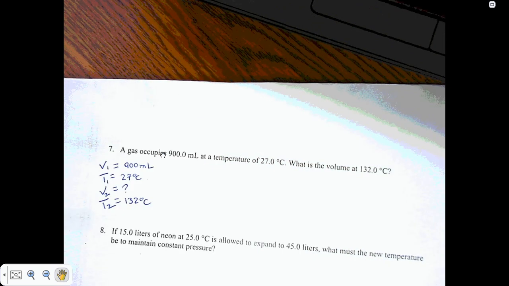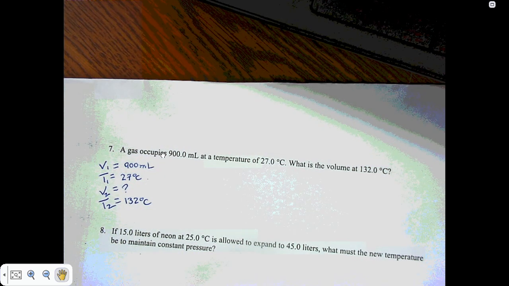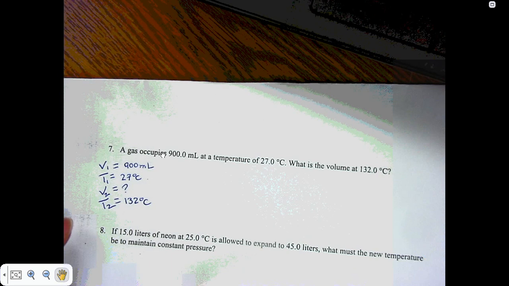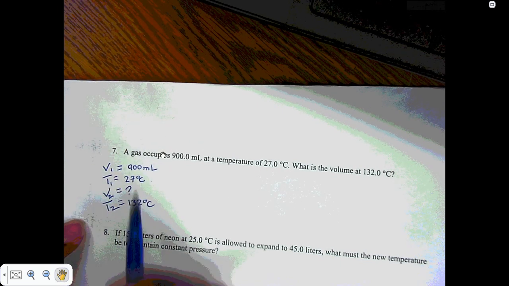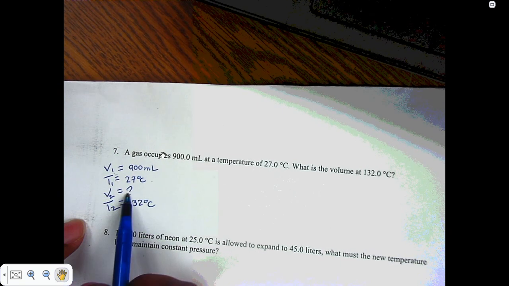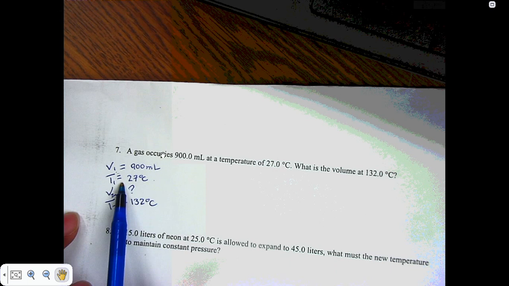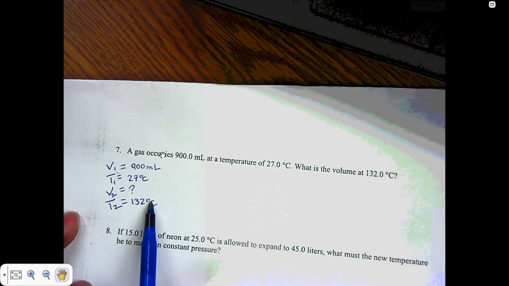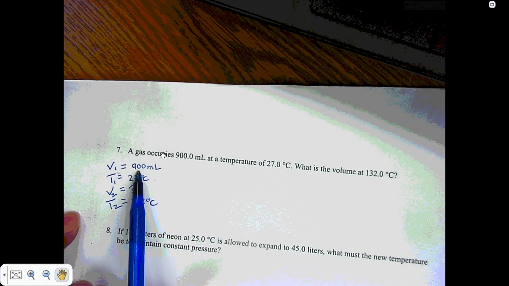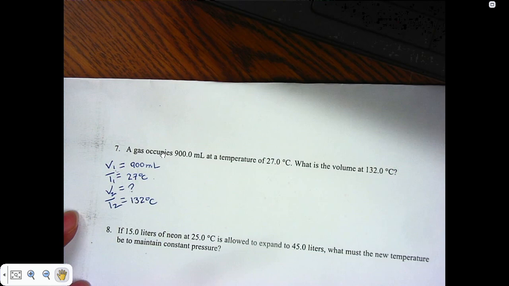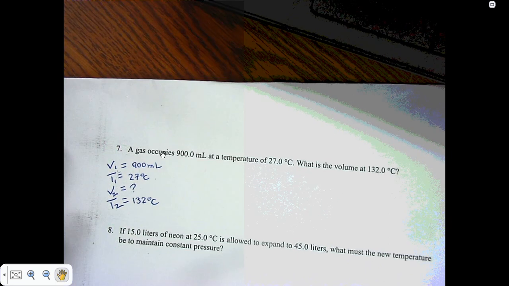And I want to take the time to point out a couple of things before we go forward with solving the problem. Because volume and temperature share a direct relationship as it relates to Charles' law, you should see an increase in this V2 value, and I'll explain it. According to the law, as the temperature increases, which is 27 going to 132 degrees Celsius, we can surmise that V1 should increase from 900 milliliters to some value. So when we solve it, we're going to look at that relationship and see if that holds true as well. So let's go ahead and solve it.